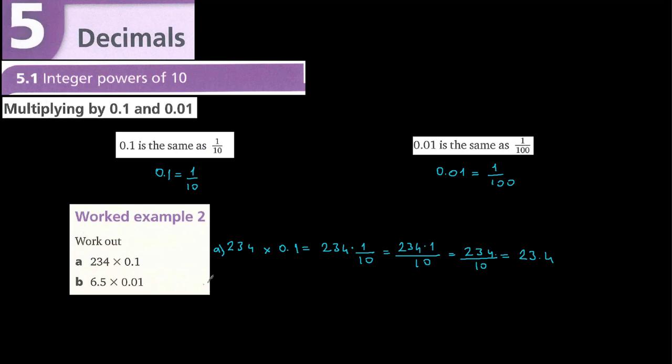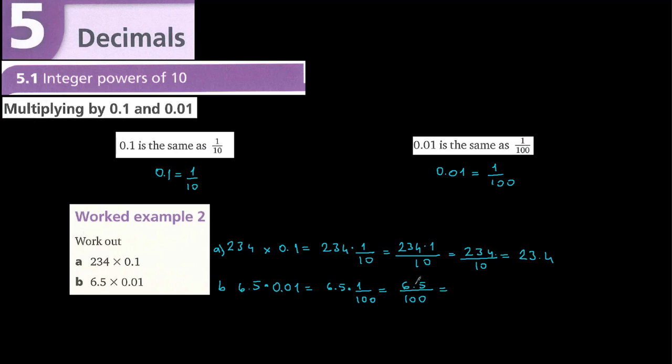Okay, let's do the second one, here the B, 6.5 times 0.01 it's going to be, and that's equal to 6.5 times 1 over 100, which is equal to 6.5 divided by 100. This is also important now.